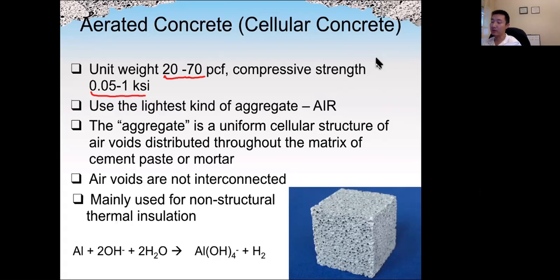The tiny air bubbles are generated by powders. This is one of the chemical equations: aluminum powder with alkalis in the cement paste plus water will generate H2, which is hydrogen gas. And this will generate these tiny air bubbles in the concrete. Because we use the air as the aggregate, the density is so low.